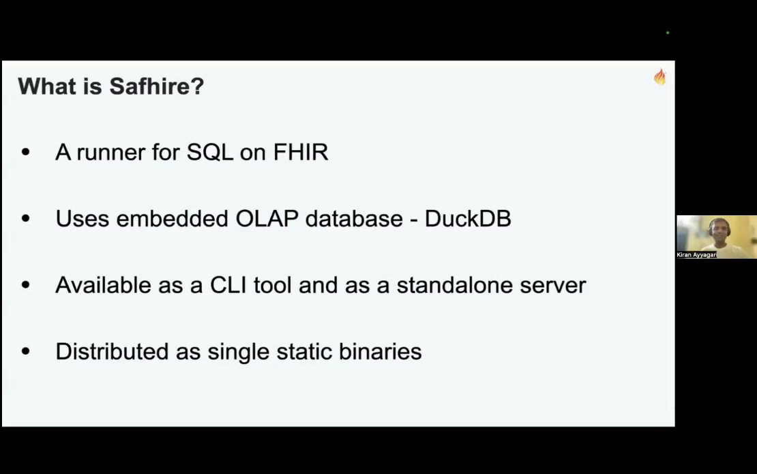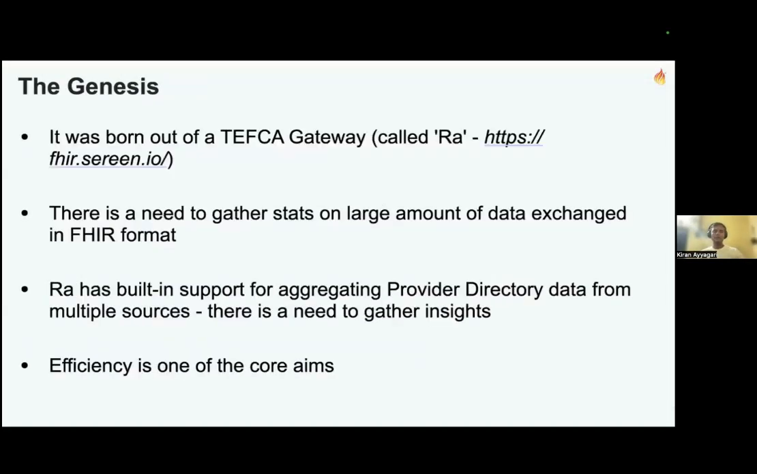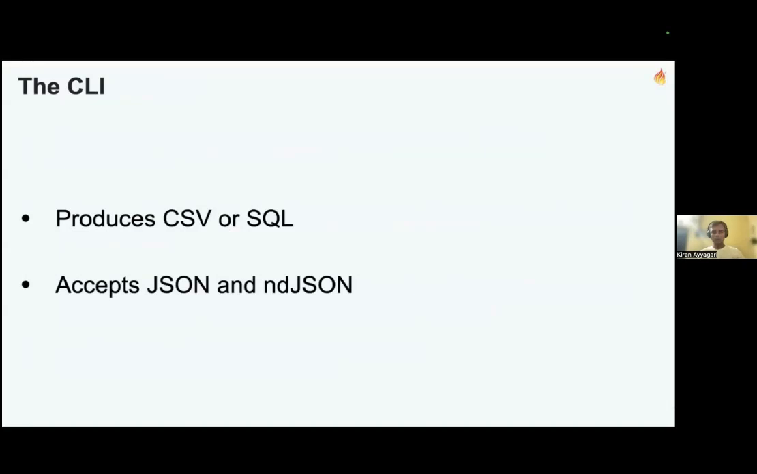I was just going through, and this is the part where I was talking about Safhire's features, then the history of Safhire, then the CLI version. This is where we are right now. The command line variant takes a set of view definitions and a set of file resources, and produces either CSV or SQL. It exists for people who do not want to set up a server or want to use their preferred SQL server.